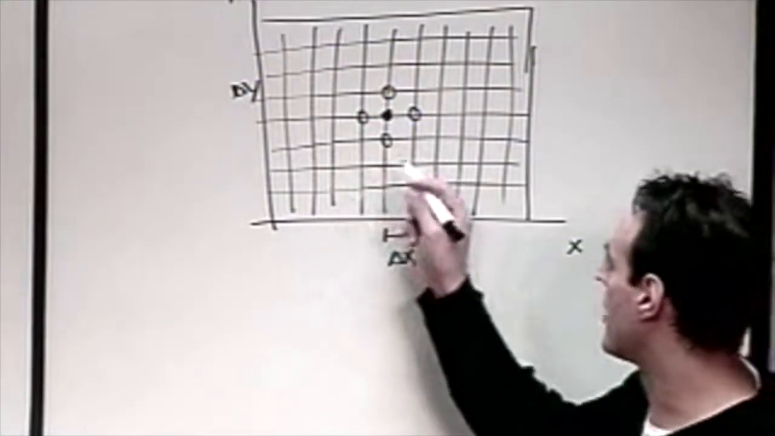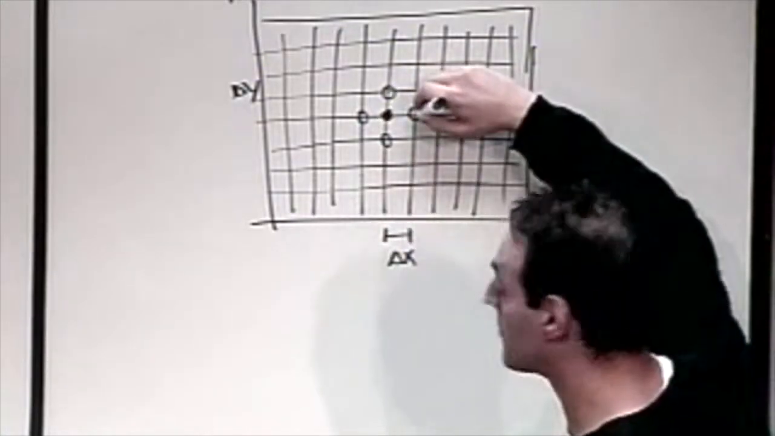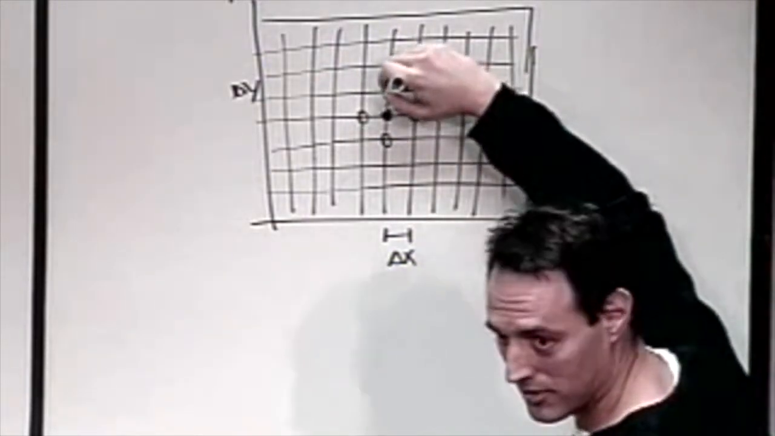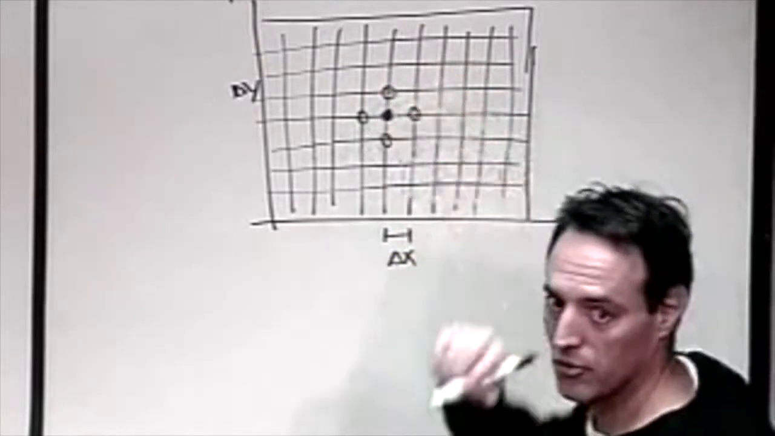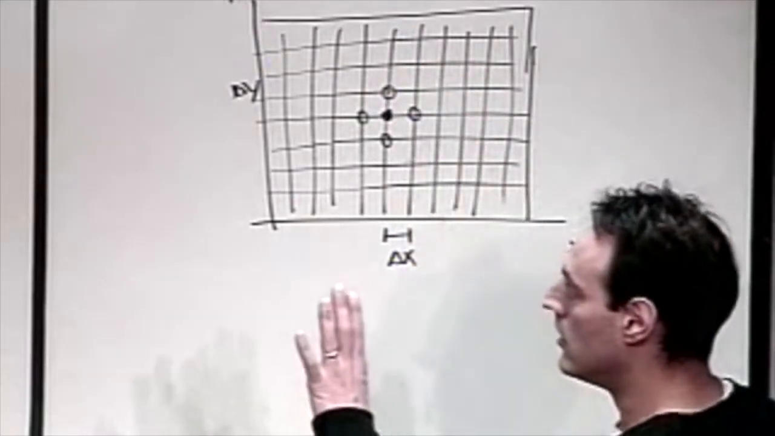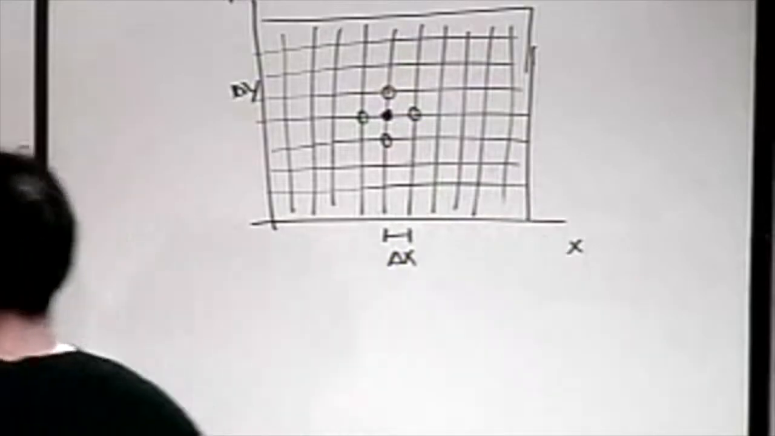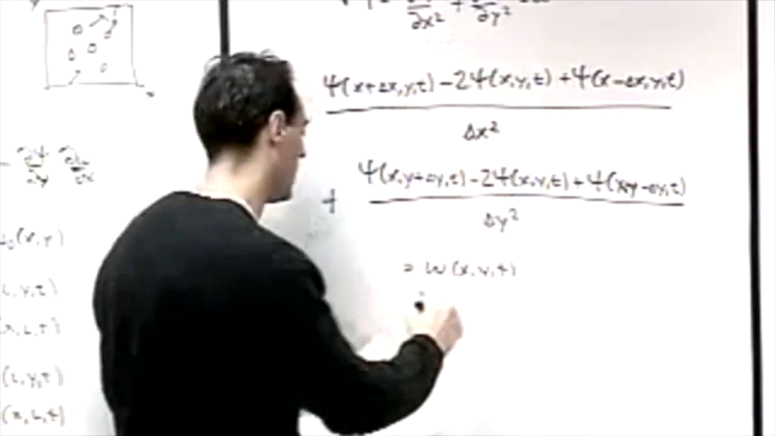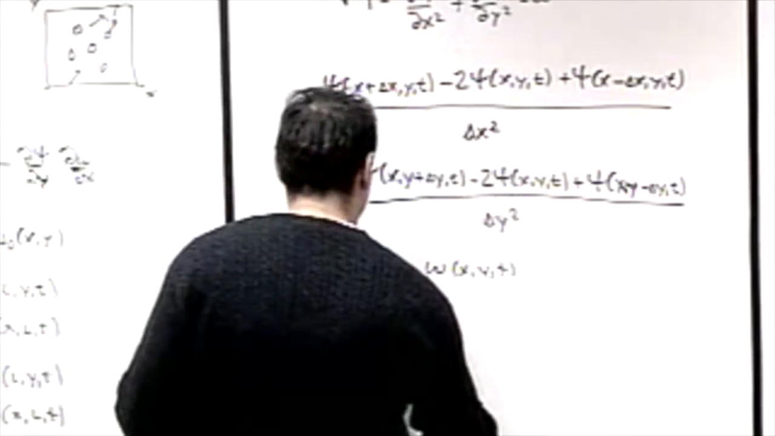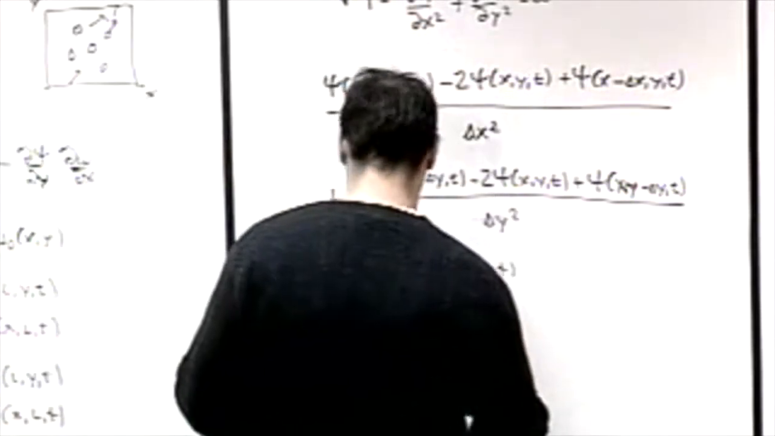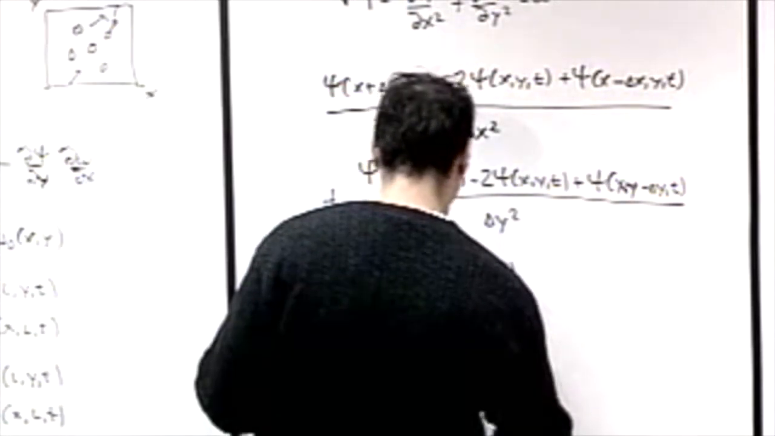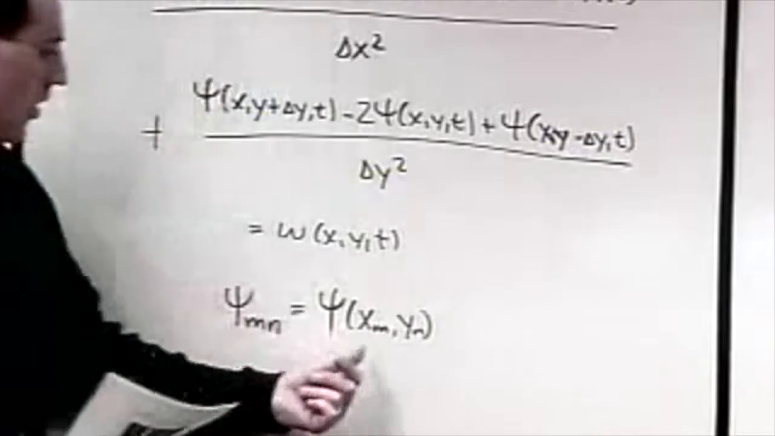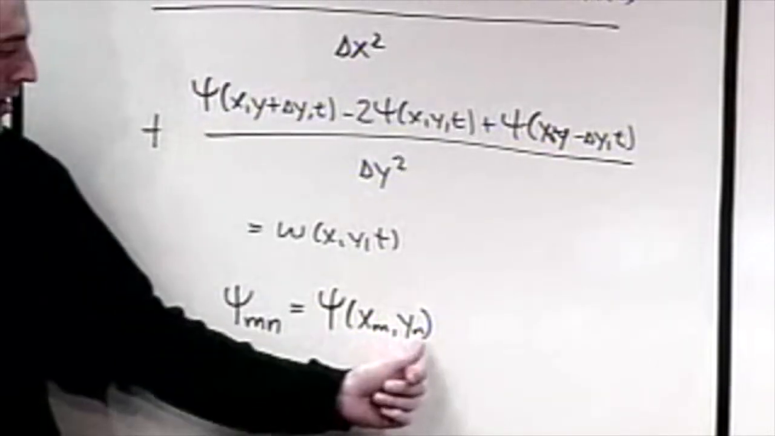Okay? So you can think about this. This is x plus delta x. This is x minus delta x. This is y plus delta y, y minus delta y. Now, the way I've written it here is a little bit cumbersome to carry out. So what I'm going to do is say, okay, let's let psi of m, n equal psi of x_m, y_n. So I go to the mth point and the nth point.